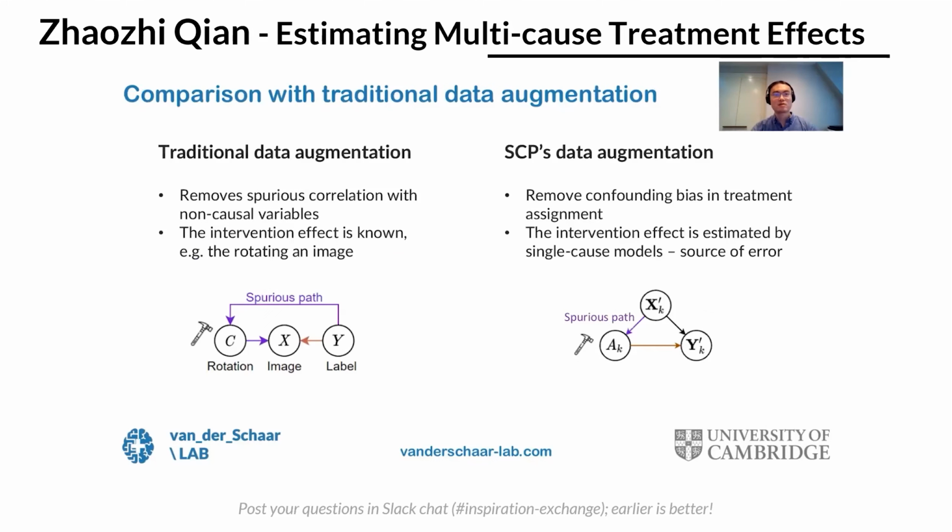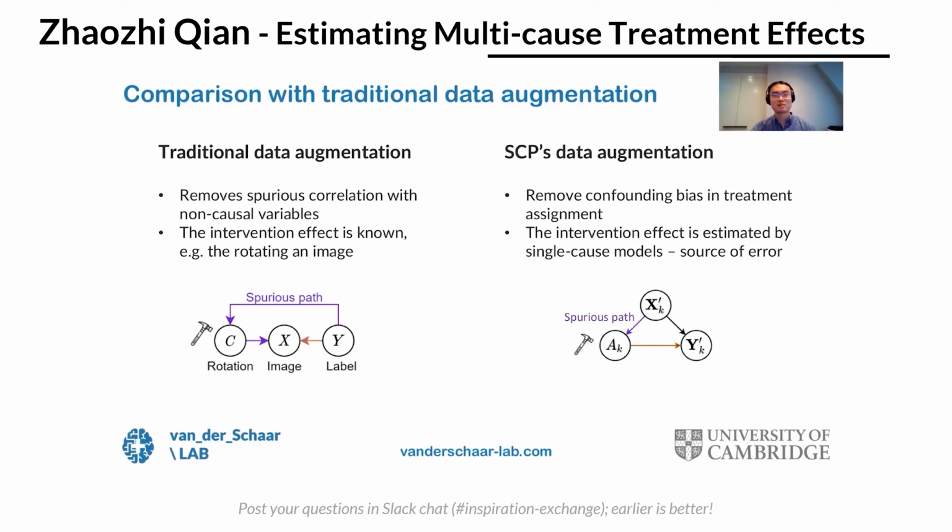It is worth comparing our procedure with traditional data augmentation, widely used in computer vision to improve generalization and robustness. Traditionally, data augmentation is used to remove spurious correlation with non-causal variables. Here we show an example where X is an image, C is the rotation applied to the image, and Y is the label. The rotation is irrelevant to the relationship between the image and the label, but it may create spurious correlation. To tackle this, we can intervene on the rotation variable and create an augmented dataset of counterfactuals.